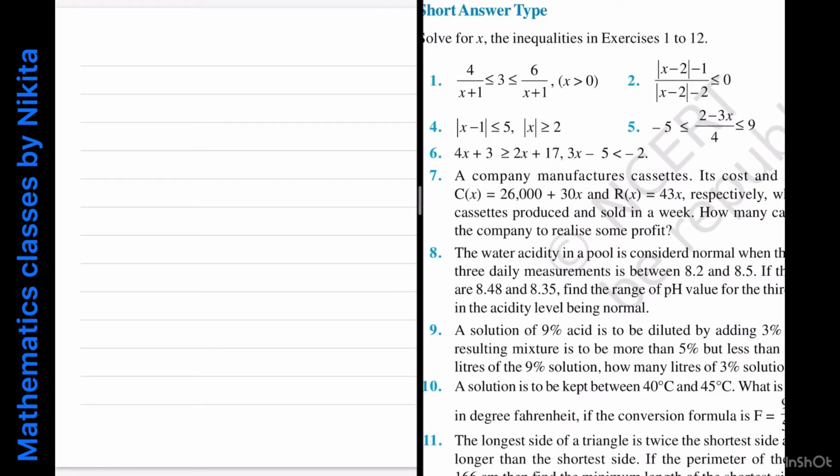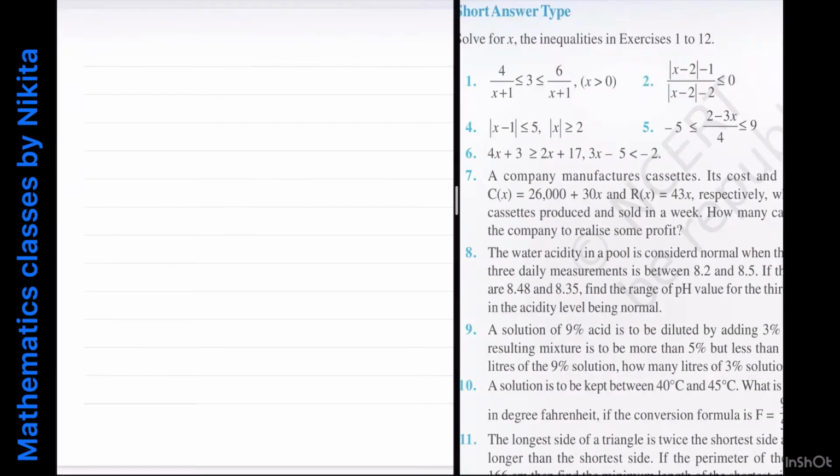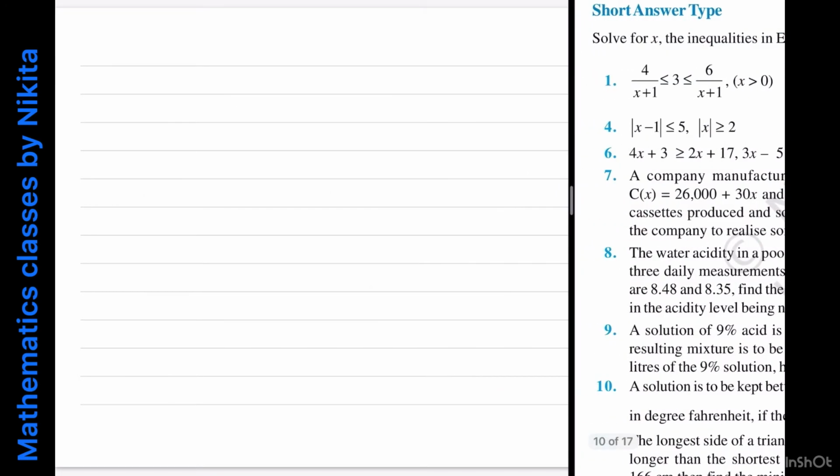Now let's see question number 4. Question number 4 is mod of x minus 1 less than or equal to 5, comma, mod of x greater or equal to 2. Comma means you have to find all the values of x which satisfy both these inequalities.